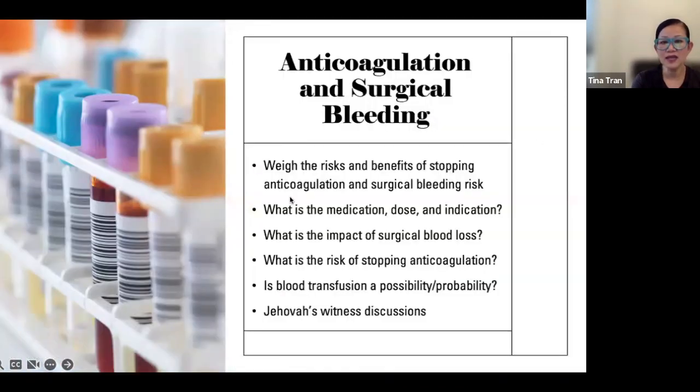And anticoagulation and surgical bleeding. You always want to weigh the risk and benefits of stopping anticoagulation and how much that will affect surgical bleeding. You want to know the medication, the dose, and what is the indication.